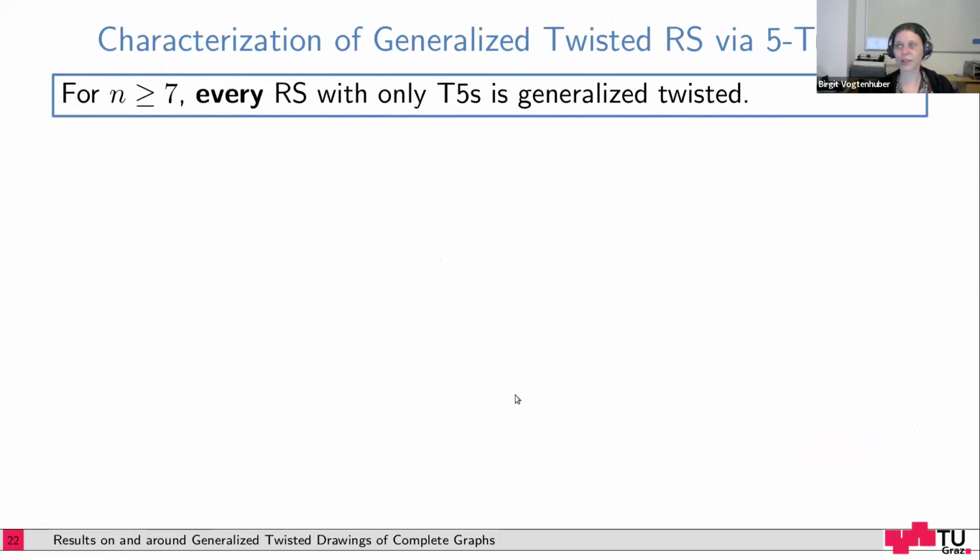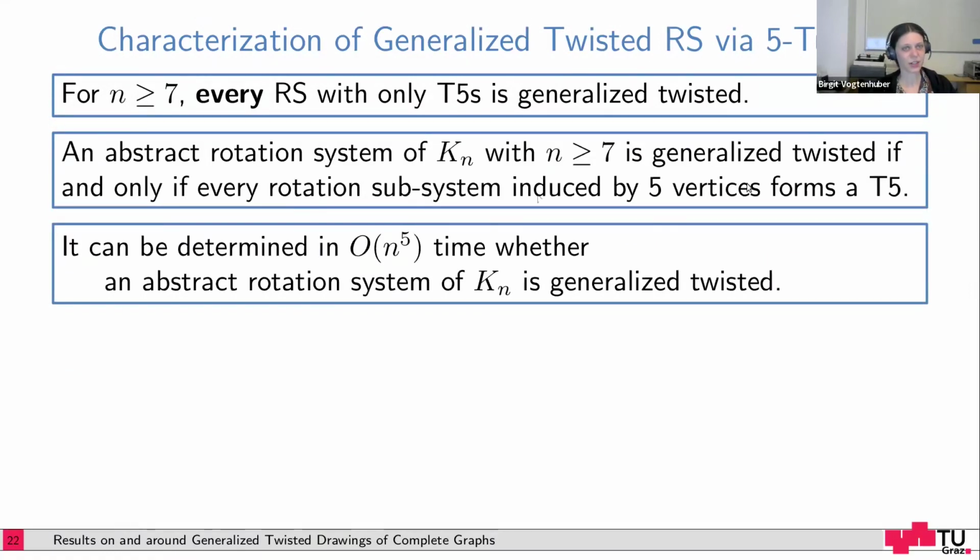Okay, so this finishes the characterization and implies that an abstract rotation system is generalized twisted if and only if every subrotation system induced by 5 vertices forms a T5, and gives us an O(n^5) checking algorithm.